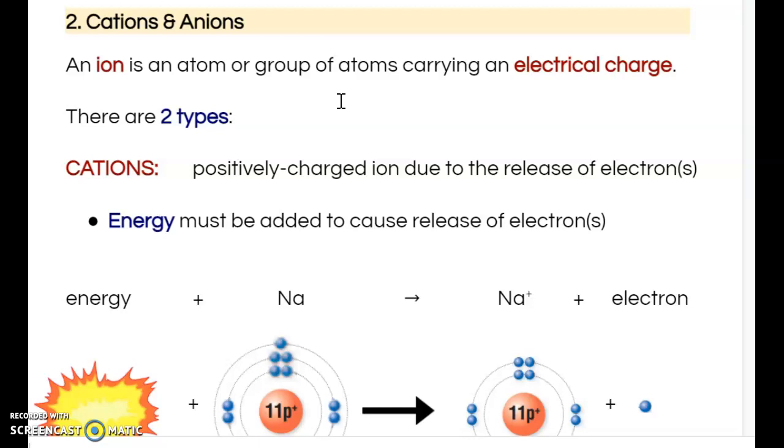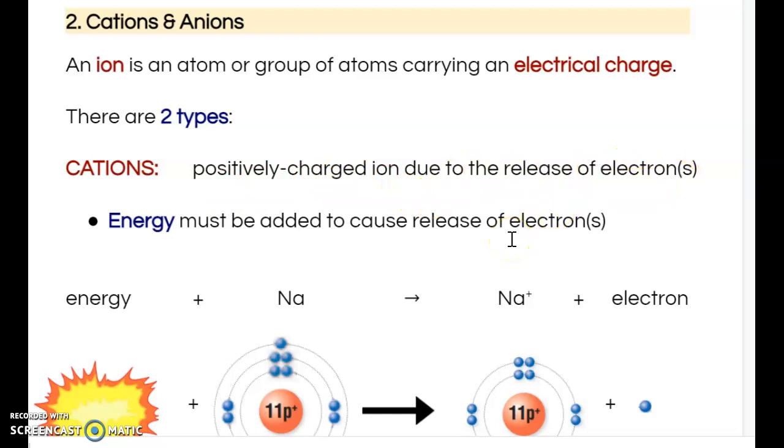But that's not how atoms actually react to each other. In fact, the way atoms actually react to each other is because they can form things called ions. An ion is an atom or a group of atoms carrying an electrical charge. There are two types of ions. The first is cations, and the second is anions. Cations has a T, so you can think of them as positively charged ions due to the release of electrons.